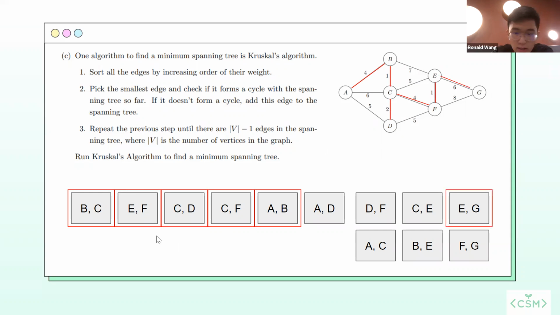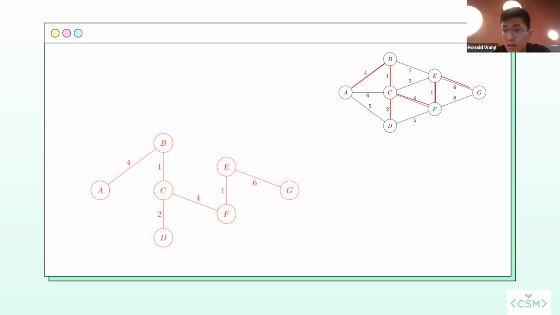And now notice, look how many edges we have. We have 1, 2, 3, 4, 5, 6 edges. And 6 is V minus 1 because we have 7 vertices total. And so now Kruskal's algorithm terminates, and we have constructed a minimum spanning tree like this, right? And that's kind of generally how Kruskal's algorithm works.